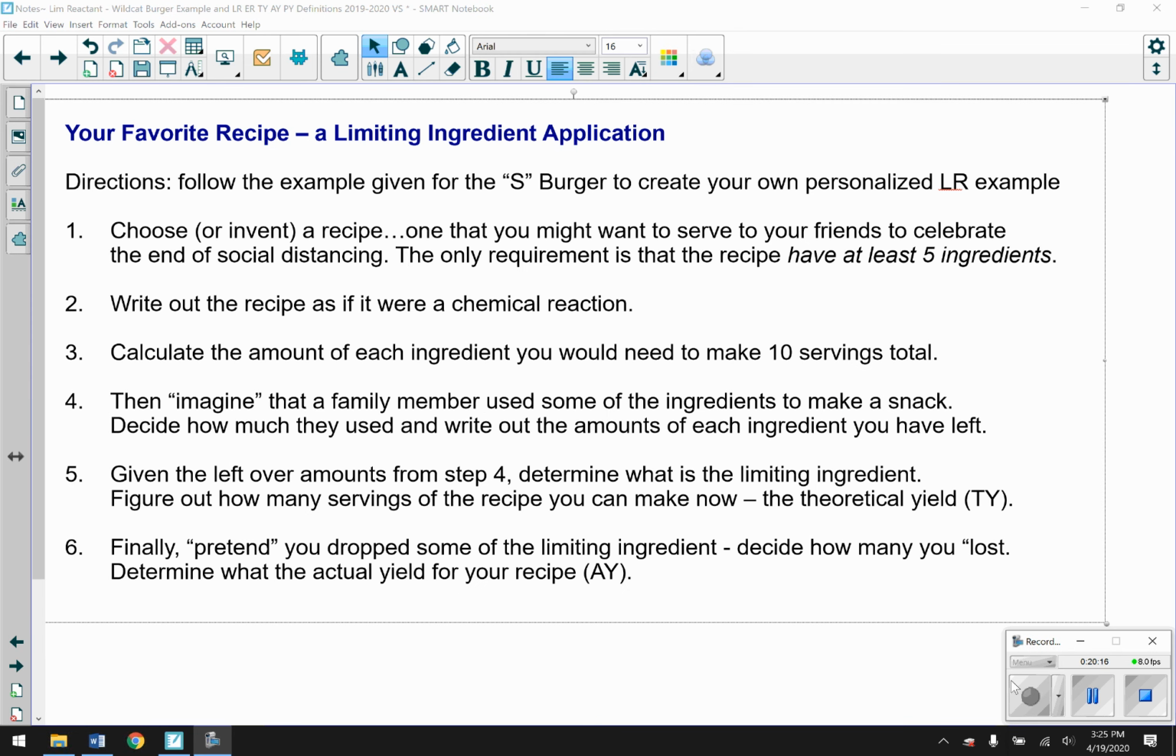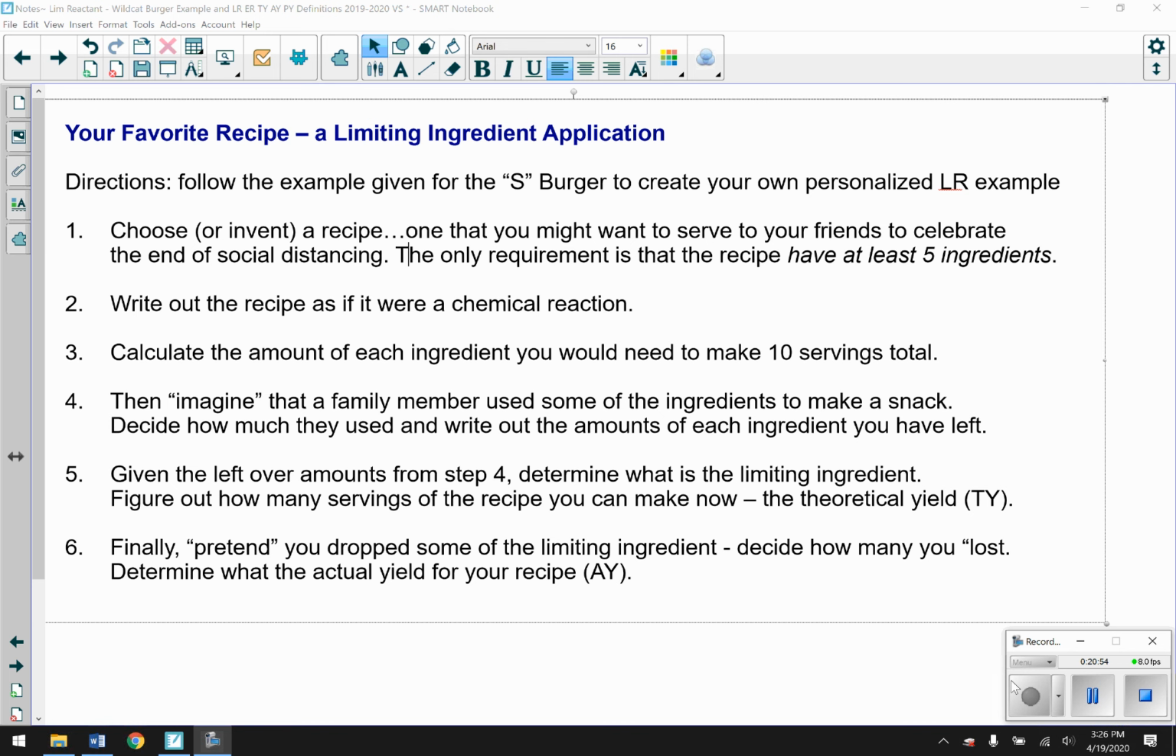All right, guys, so to wrap this up, what are you going to do to practice this concept? Well, you're going to have your very own chance to create your own personalized limiting ingredient recipe. You can call up the worksheet that goes along with this lecture. Basically, you're going to choose or make up some kind of recipe, one that you'd want to serve to 10 of your friends to celebrate the end of social distancing. The only requirement is that the recipe have at least 5 ingredients. It can have more, but it should have at least 5.